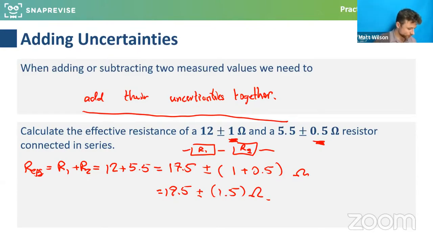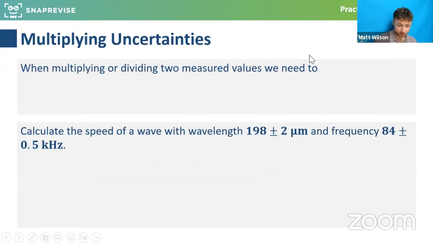Okay, now we're going to come to maybe the slightly harder to remember type of calculation, which is where rather than adding quantities together, we need to multiply them together. So does anyone know what I need to do to the uncertainties when I multiply two quantities together?